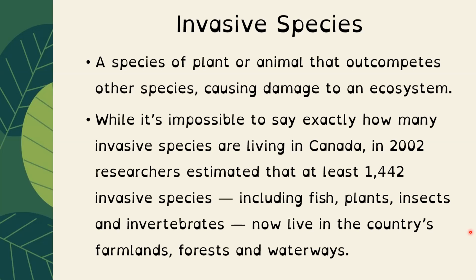So while it's impossible to say exactly how many invasive species are living in Canada, in 2002, researchers estimated that at least 1,442 invasive species, including fish, plants, insects, and invertebrates, now live in the country's farmlands, forests, and waterways. So that's a lot of invasive species, things that are taking up space and making it not easy for the native species to survive and thrive.